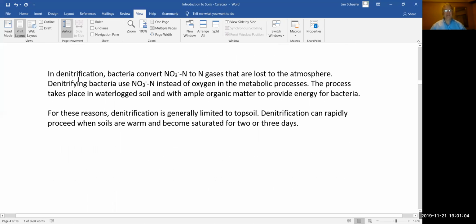In denitrification, bacteria convert NO3 to nitrogen gases that are lost to the atmosphere. Denitrifying bacteria use nitrate instead of oxygen in their metabolic processes. The process takes place in waterlogged soils and with ample organic matter to provide energy for bacteria. For these reasons, denitrification is generally limited to topsoil. Denitrification can rapidly proceed when soils are warm and become saturated for 2 or 3 days.